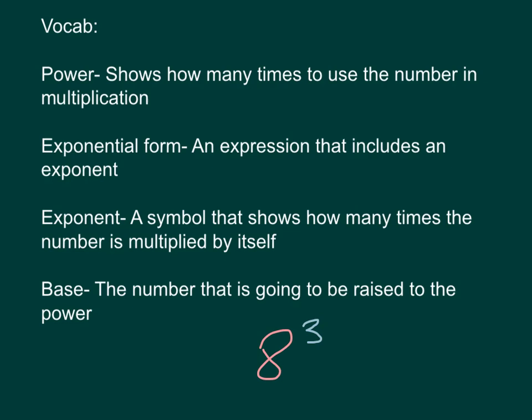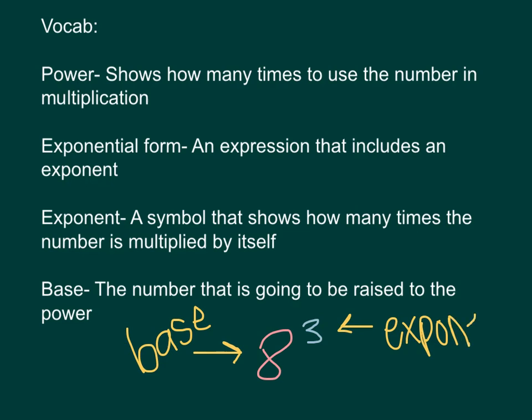Looking at this example really quickly, the 8 is my base, and the 3 is my exponent. So in this case, I would multiply 8 three times. So 8 times 8 times 8. And those little dots that you'll see sometimes in between numbers mean multiply.